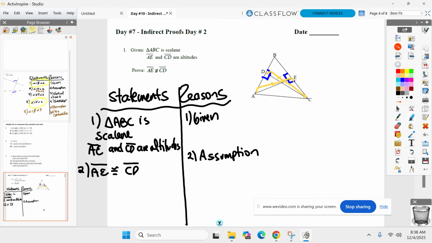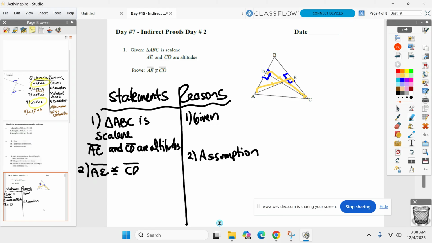This is fun. Is there a way I can get two congruent sides or two congruent angles here? Guys, how do we get sides and angles congruent? By proving what congruent first? Triangles. We always go through the triangles first, don't we? So we could say CPCTC.